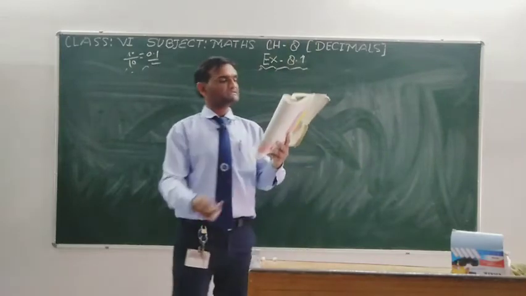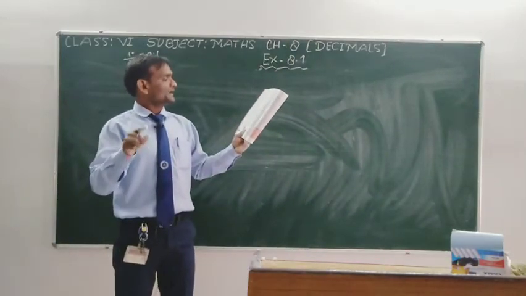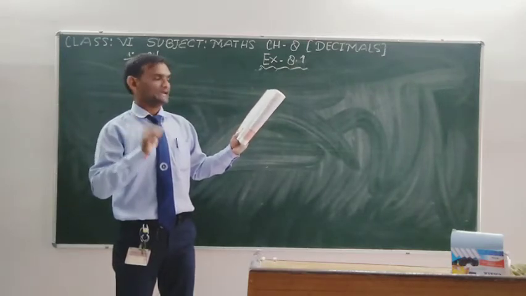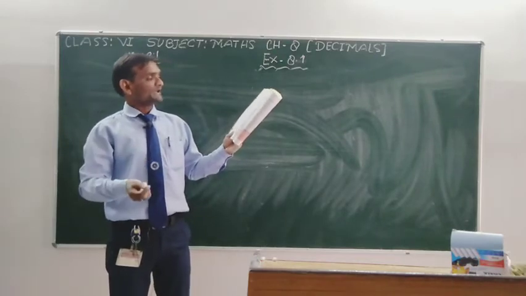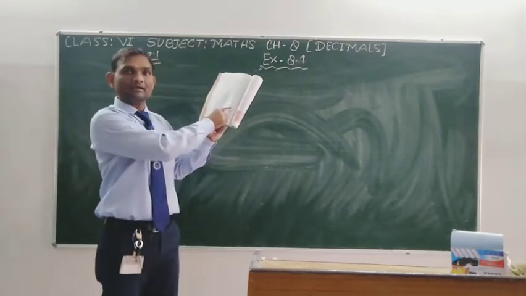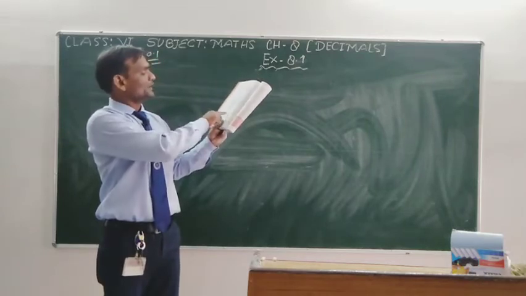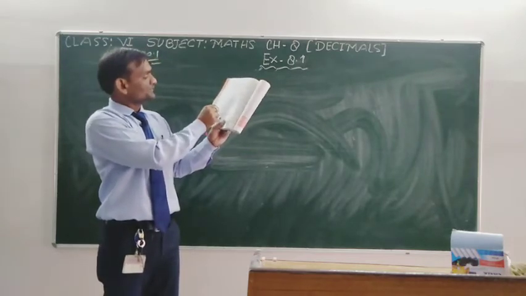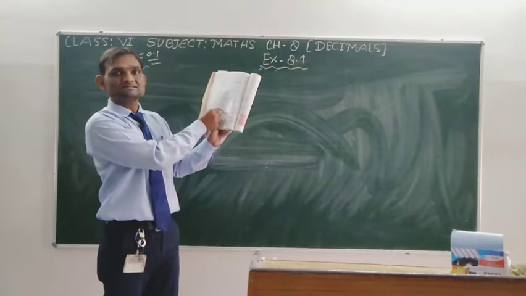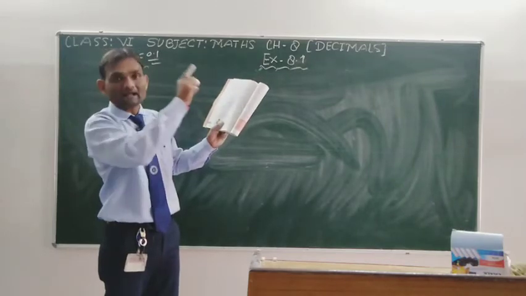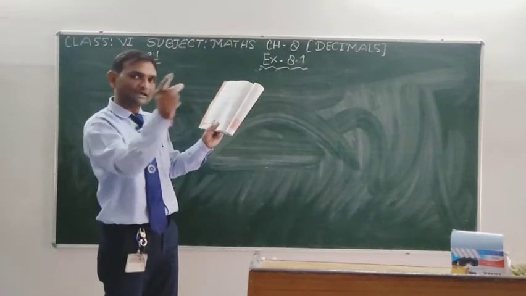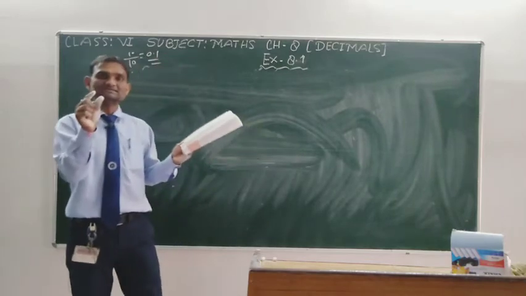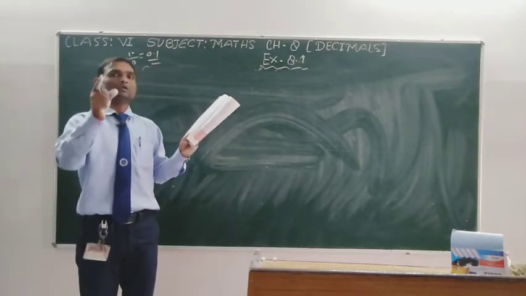Question number 9 is very easy, student. Write the decimal number represented by the points A, B, C, D on the given number lines. You are seeing that a number line is drawn in your book and 0, 1, 2 and 3 whole numbers are represented on it, and the distance between two whole numbers is divided into 10 equal parts. When you count, you will get 10 equal parts.